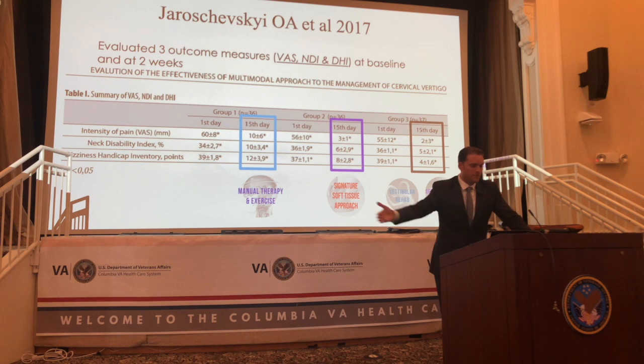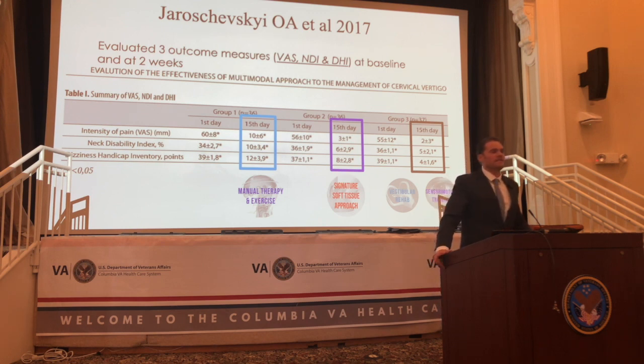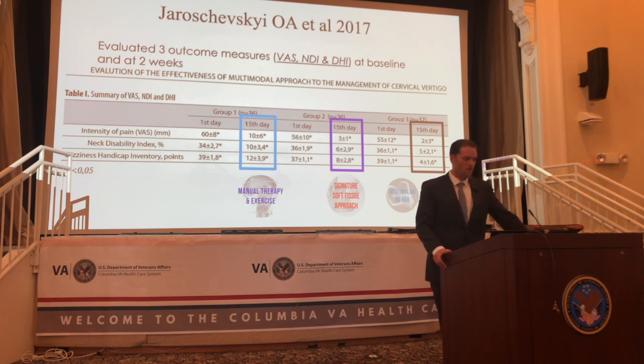The first group went from a 39 down to a 12 with just manual therapy. It went from a 37 to an 8 with the acupuncture and manual therapy. But actually, there was an even more significant difference. It dropped twice as far, from an 8 to a 4, when you added all of them. Because isn't that what we normally try to address with dizziness, some sort of dizziness handicap inventory?